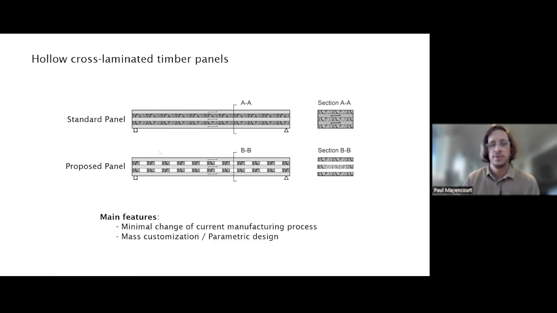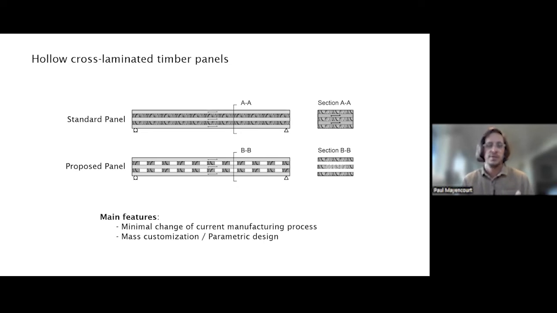So here the question was, how can we change these panels by playing Jenga with them? And what was interesting here is that I'm showing a case where I'm removing every other element, but there's a potential for mass customization where you could have more elements towards the ends and fewer at the center, where you have more shear forces at the supports.